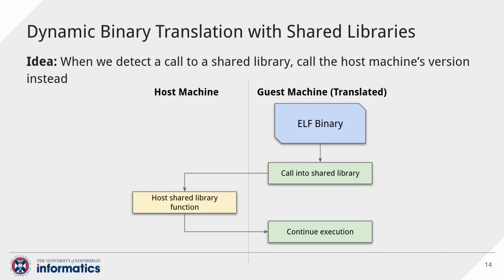But all we have to do is, when we're executing the ELF binary, so this is translated code, and the ELF binary makes a call into a shared library, normally we would just translate the dynamic linker and loader and then run those internal routines. But instead, if we detect this call into the shared library, pass execution onto the host shared library, and once that completes, return back into guest machine execution.